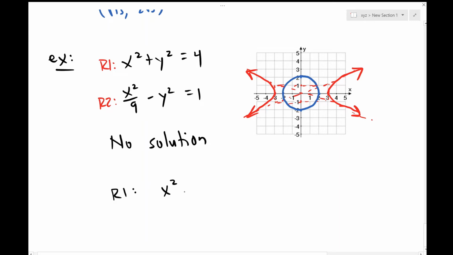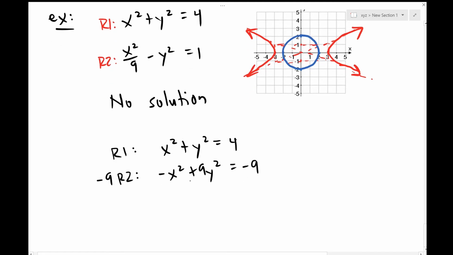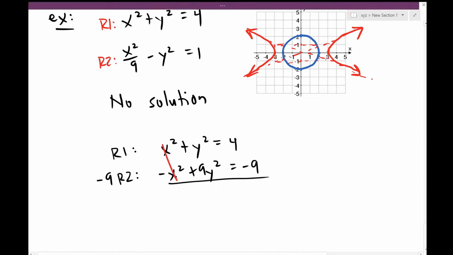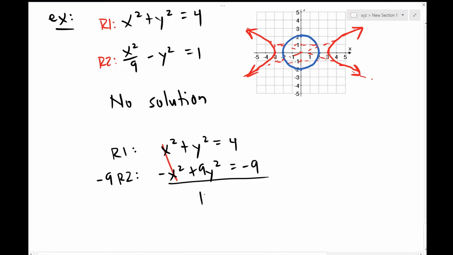So we're going to leave row 1 the way it is. Row 2, I'm going to go ahead and multiply by 9. Or excuse me, negative 9. So what we'll get there is negative x squared plus 9y squared is equal to negative 9. So I'm actually eliminating the x's here, not the y's. And what I would get is 10y squared is equal to negative 5. So solving for y here, we would have y squared equals negative 1/2.